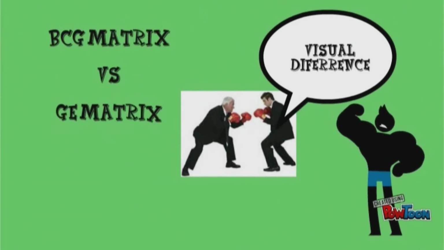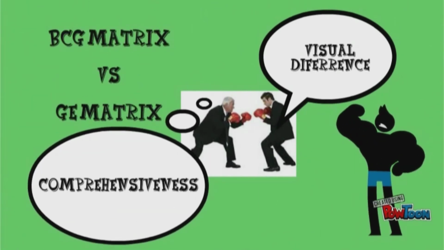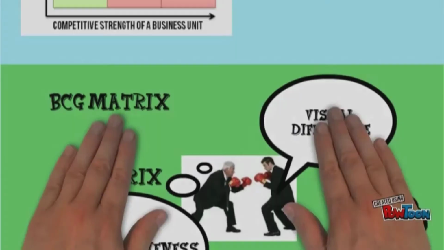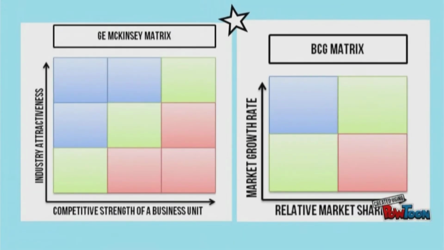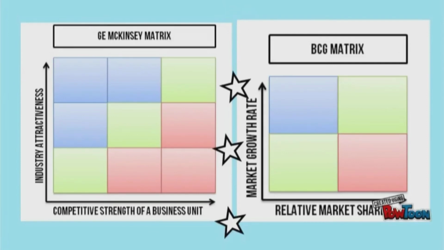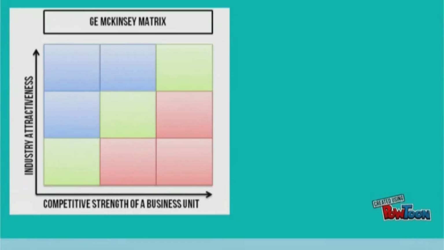Therefore, there are two main differences between the GE and BCG matrix. First is the visual difference. BCG is only a 4-cell matrix while GE McKinsey is a 9-cell matrix. Nine cells provide better visual portraits of where business units stand in the matrix. It also separates the invest and grow cells from the harvest and divest cells that are much closer to each other in the BCG matrix and may confuse others about what investment decision to make.